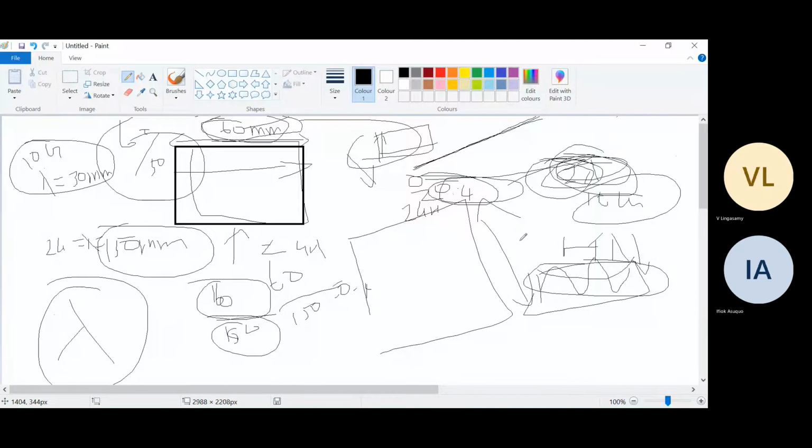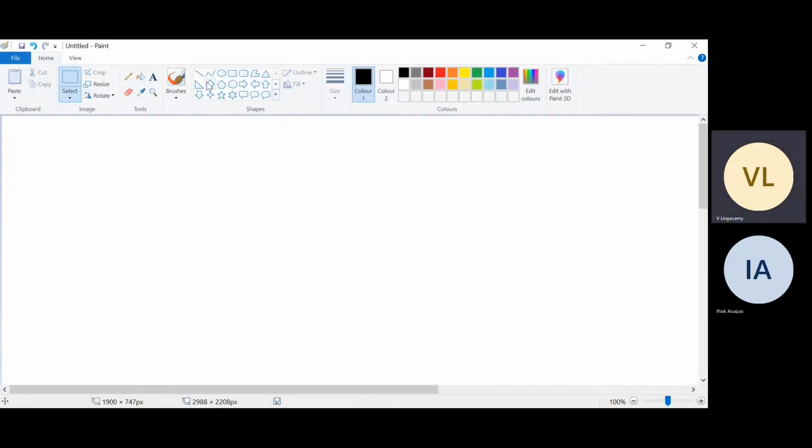So this one on the left-hand side is 0.4 lambda, and the other one is 10 gigahertz, which is 2 lambda. So 0.4 lambda to 2 lambda, the size is increasing, right? You know that, what is the formula for gain? 4 pi Ae by lambda squared, correct? Okay, so Ae is what? Effective aperture.